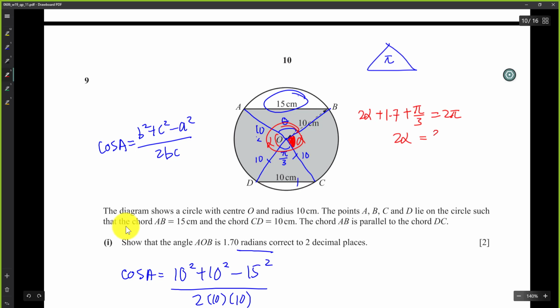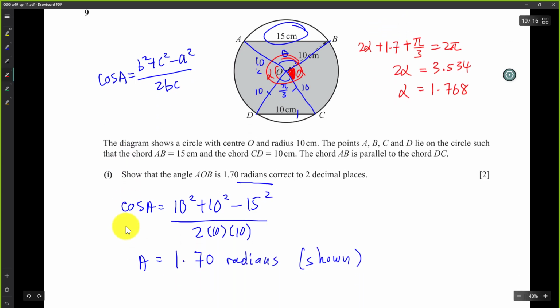Okay, I'll get something like 3.534. Then I get my alpha by dividing by 2. So my alpha is 1.768. Okay, so then I can find my arc length BC, right? So my arc BC is s equals r theta. r is 10, theta is 1.768. So it will be 17.68.